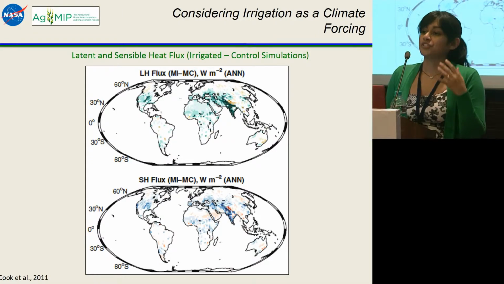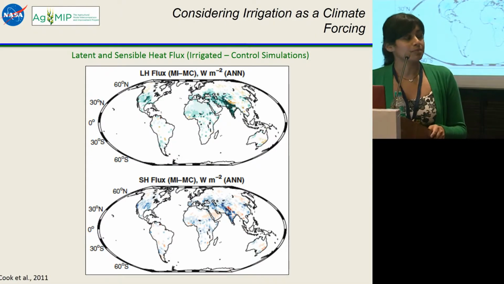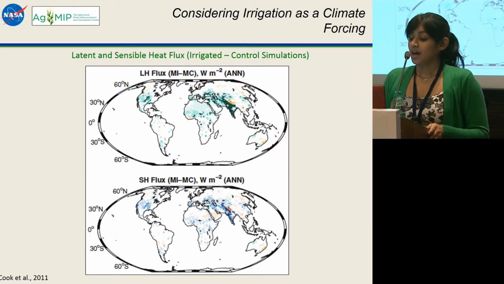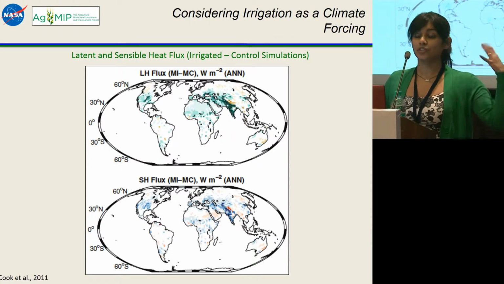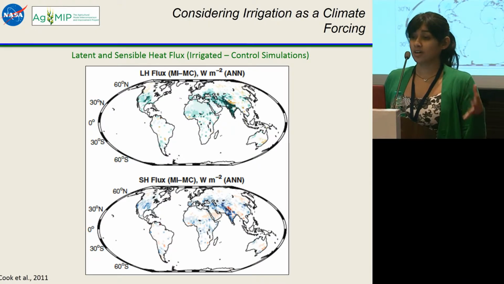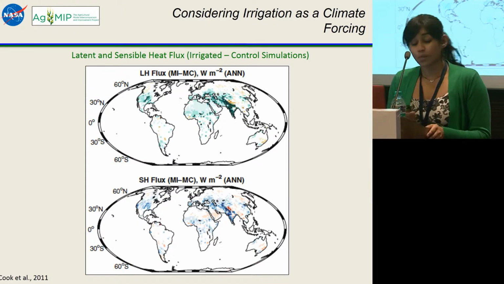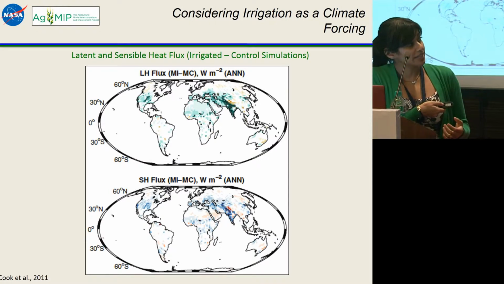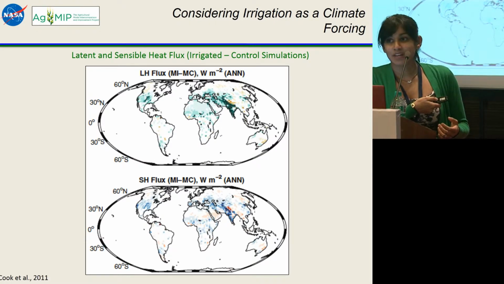So what we've been trying to do in some of our recent studies using the GISS climate model, which is the model that I work with at our institute, is to take this global map of irrigation and put it into the land surface component of our climate model and try to understand what the global and regional effects are. What you're looking at here is the partitioning of surface energy, of sensible heating on the bottom and latent heating on the top.